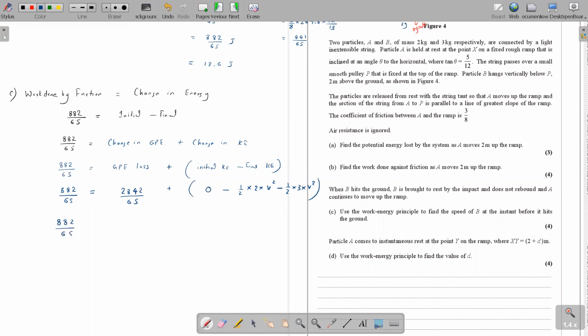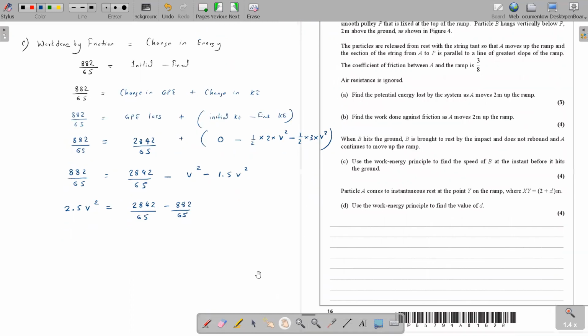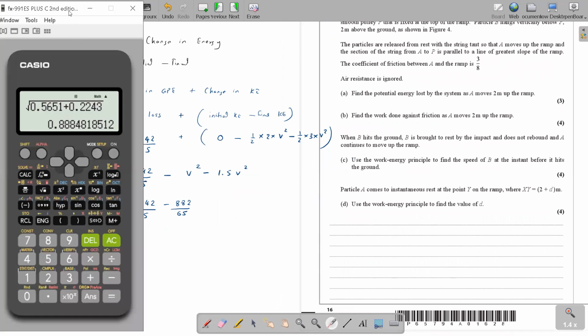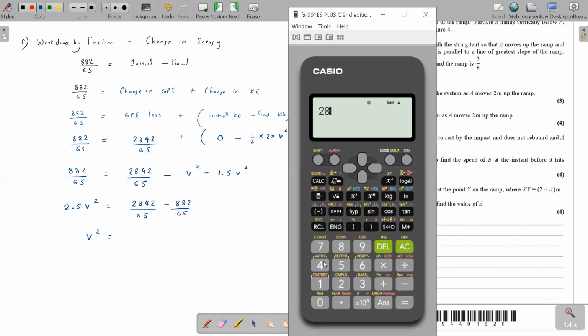882 over 65 equals minus 2842 over 65 plus half into 3 v square, and half into 2 is 1 v square, so 1.5 v square plus 1 v square is 2.5 v square. So let's take everything to one side. 2.5 v square equals 2842 over 65 minus 882 over 65. So what is it you get here, children? You need to type the whole thing and divide it by 2.5. That is 2842 over 65 minus 882 over 65, this whole thing divided by 2.5.